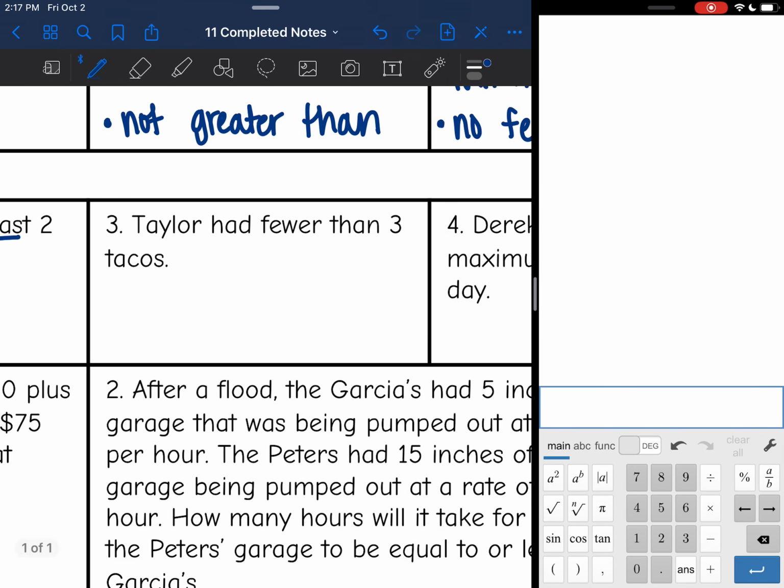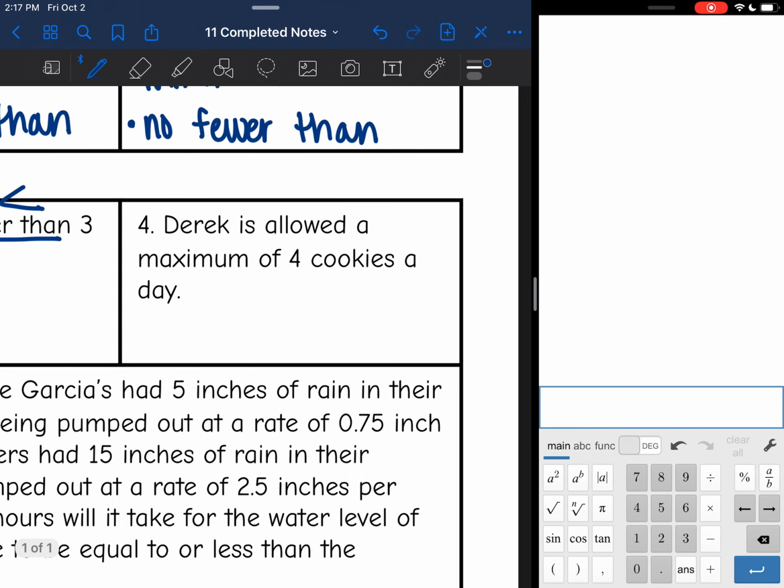Okay, next one, Taylor had fewer than 3 tacos. Fewer than is just another word for less than. So x is less than 3. That symbolically represents that phrase.